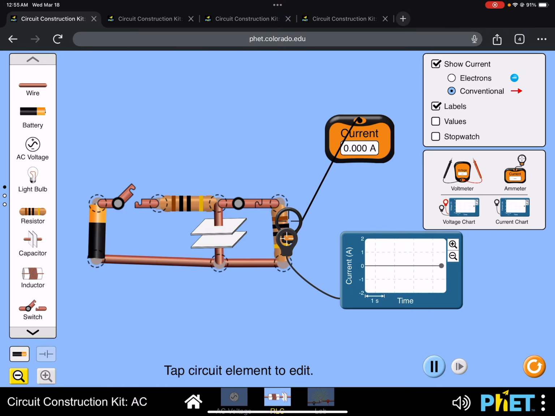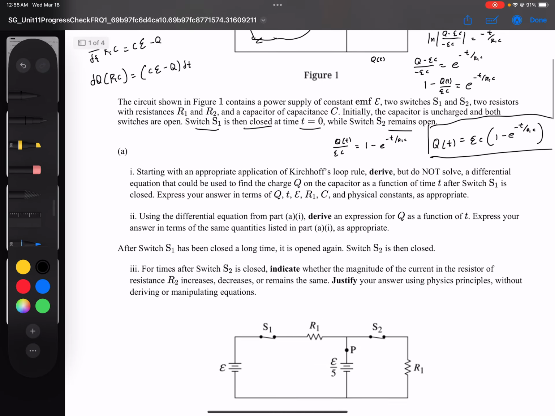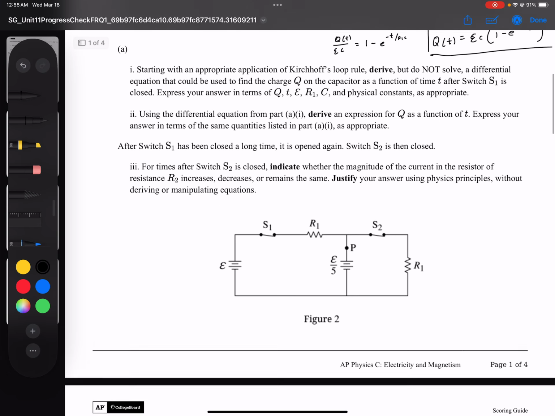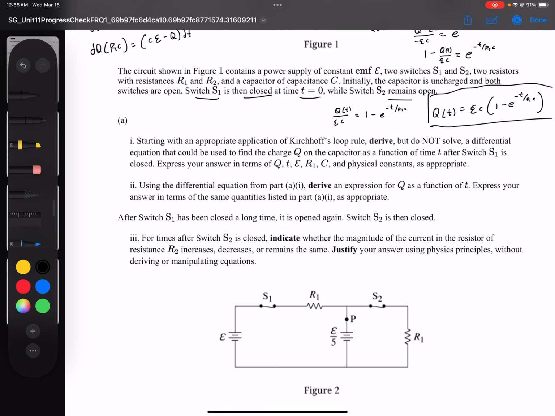Now, you can't necessarily say, I ran it in a simulator. So we have to justify our answer using physics principles. Basically, we know that the capacitor is connected to resistor R2, and the current is going to be decreasing for times after switch 2 is closed, and the potential difference across the resistor is equal to that of the capacitor. Charge leaves the capacitor as current goes through the resistor, and that decreases the voltage across the capacitor, which in turn decreases the voltage across the resistor, and that decreases the current through the resistor. So that's a very long line of reasoning, but that's basically how you solve this problem.